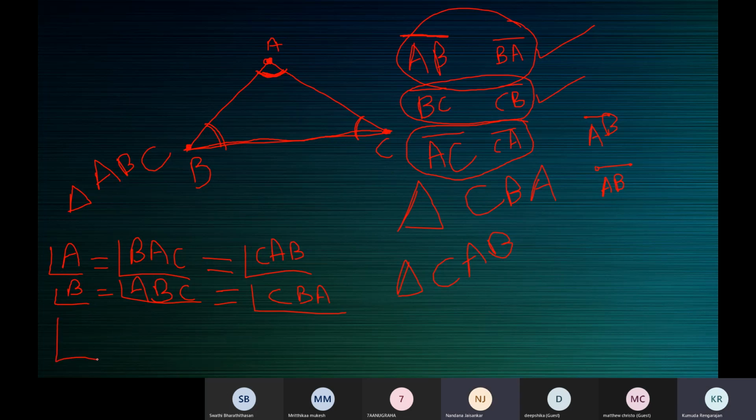And let's select for angle C. Yes, Nandana. Ma'am, BCA and ACB, ma'am. BCA or ACB.